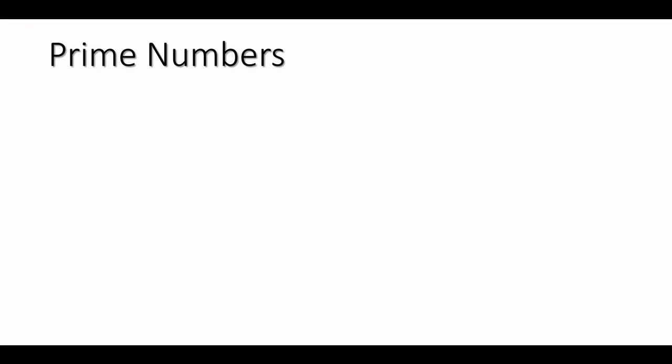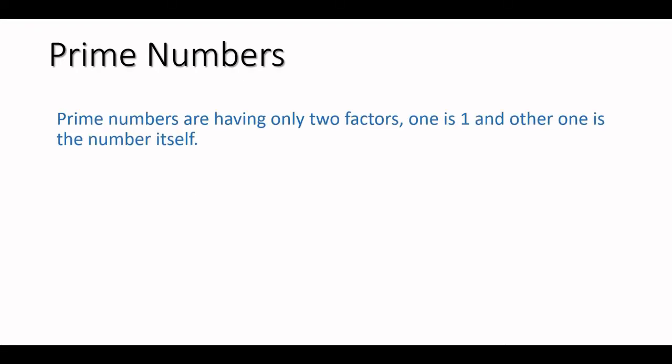Hi friends, we'll understand prime numbers. Prime numbers have only two factors. One is 1 and the other one is the number itself. And let's see what the prime numbers are. This is the series of prime numbers: 2, 3, 5, 7, 11.